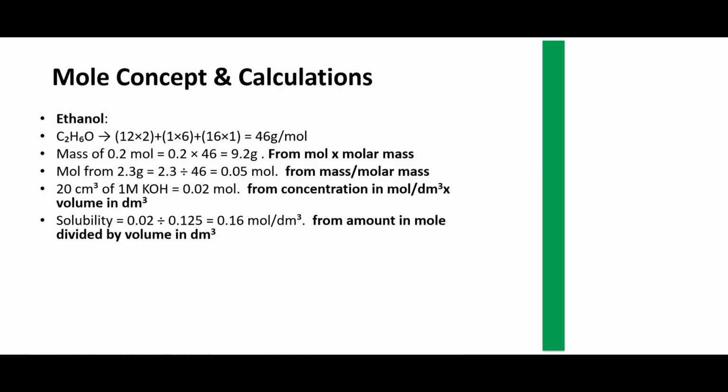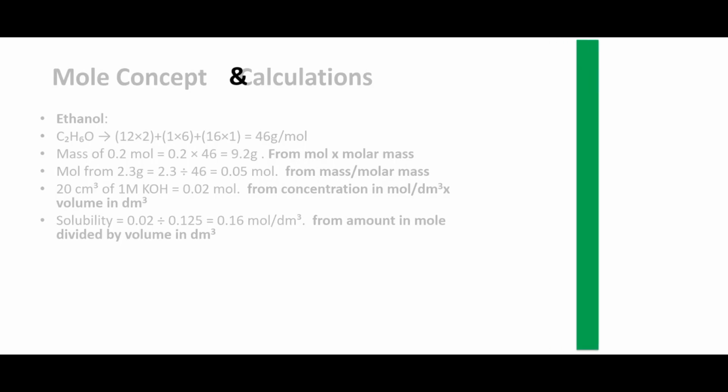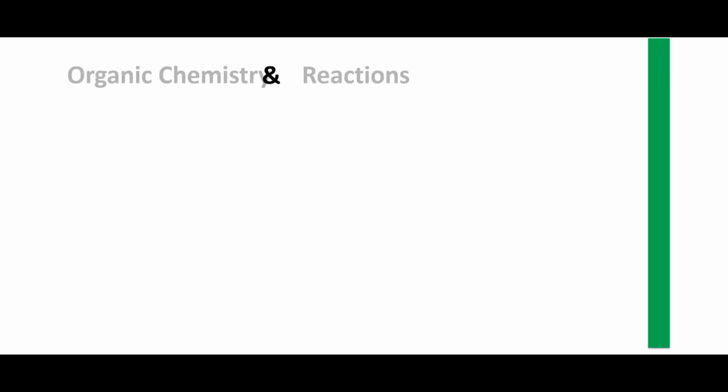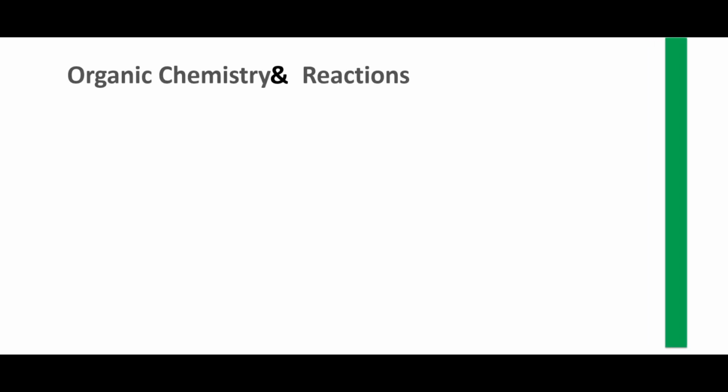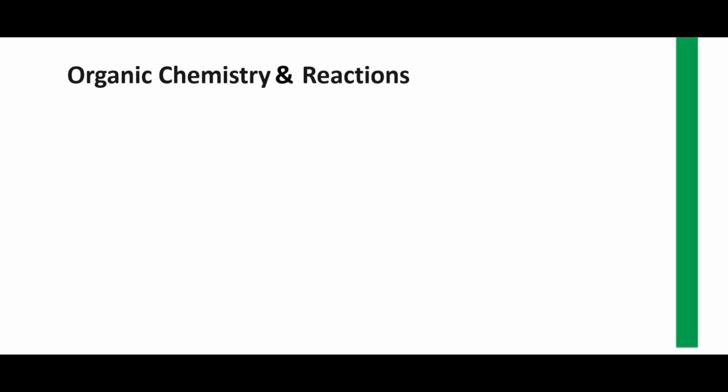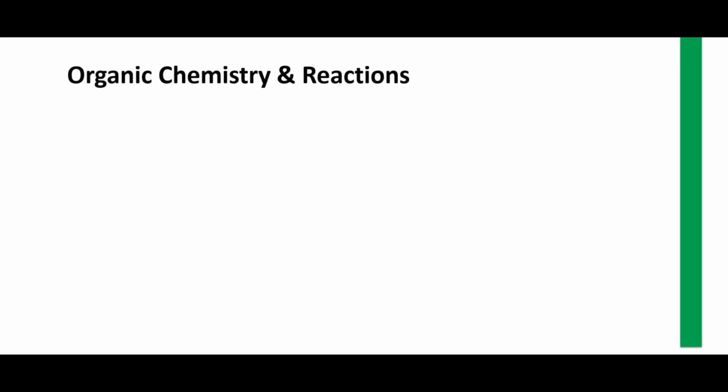A mole is the chemist's counting unit, 6.022 times 10 raised to the power of 23 particles. Be confident with mole to mass and mole to particle conversions, especially when working with organic molecules and chemical equations. In organic chemistry and reactions, be able to draw and name compounds from their condensed formulas. Identify substituents, count carbon atoms carefully, and learn how to name branched alkanols and halogenated compounds.